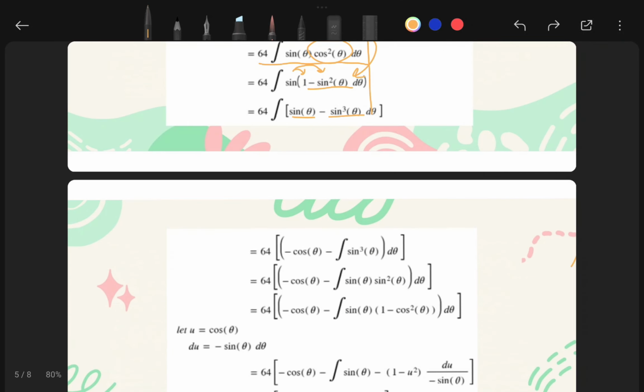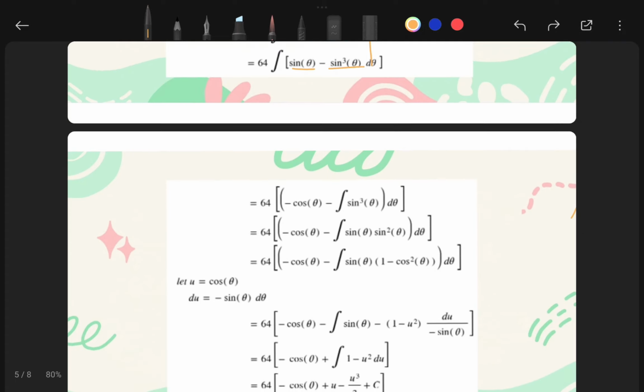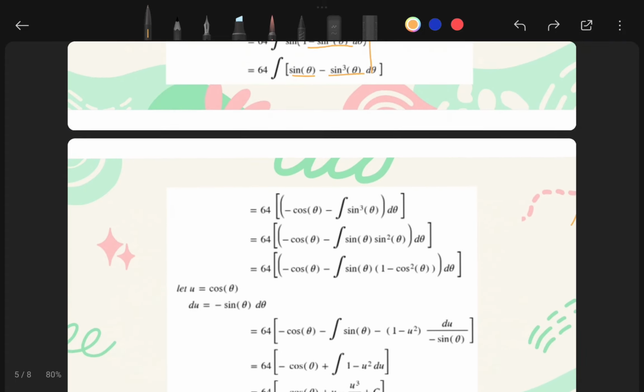I'm going to continue with the explanation now. The last step that Halim just explained, we continue by integrating the sine theta to become negative cos theta over here. Then we expand the sine cube theta to become sine theta times sine square theta. And then we convert the sine square theta using the identity formula, which is 1 minus cos square theta.